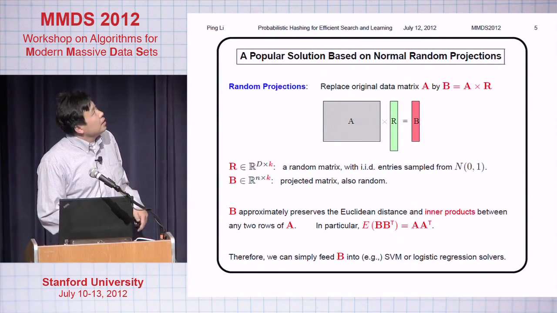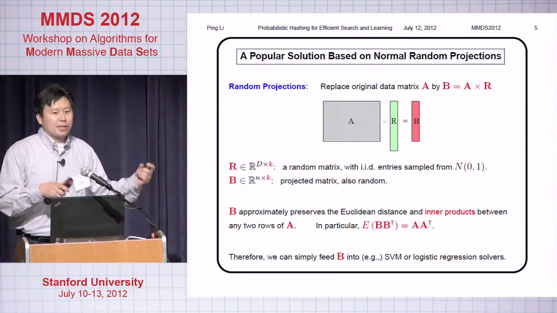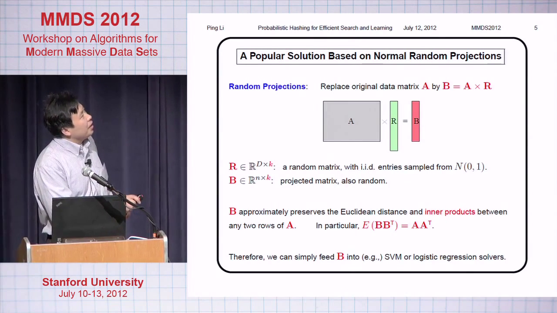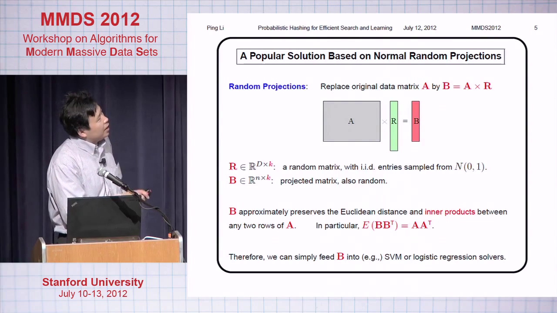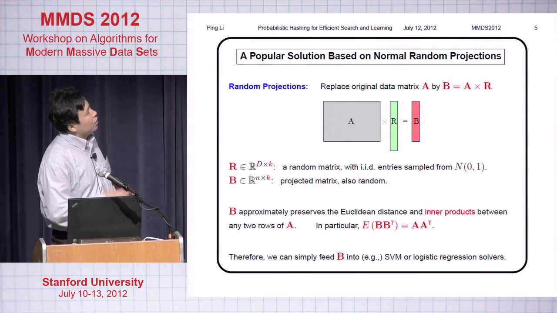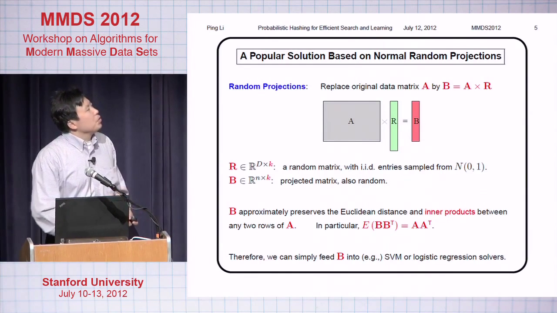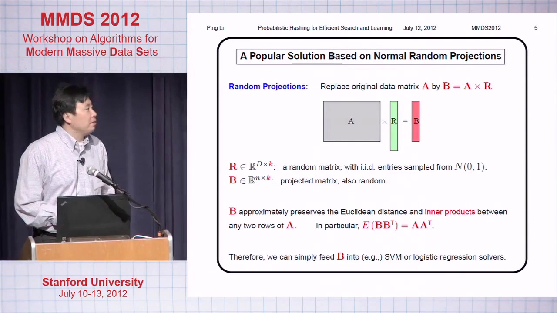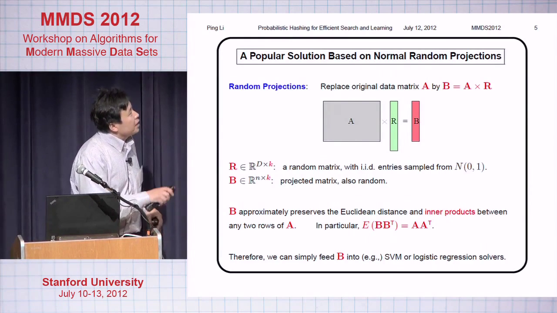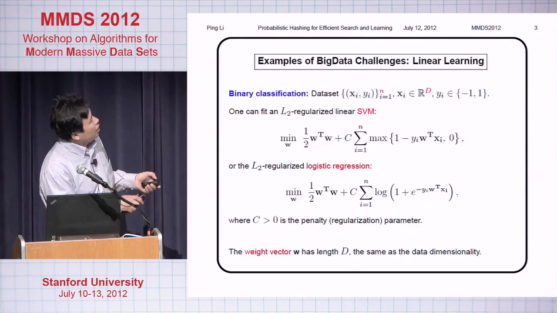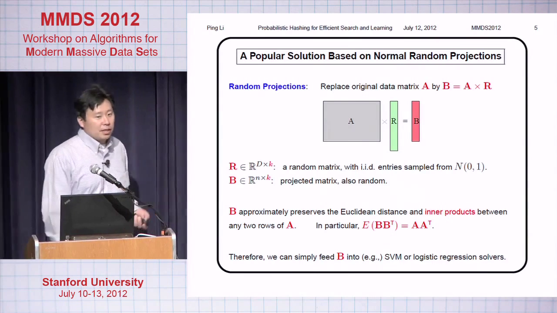There's a popular solution, which is called random projection. The talk is actually about minwise hashing, but I like to start with random projection because that's something everyone is familiar with. Basically, you have a massive data matrix A, then multiply it with a skinny matrix R, which has k columns, to get another skinny matrix B. So B has only k columns and n rows. If you sample the elements of R from IID normals, then B approximately preserves the Euclidean distance as well as the inner product between any two rows of A. In particular, B times B transpose is the same as A times A transpose in expectation. Therefore, if I want to learn a classifier like SVM or logistic regression, instead of using A, I just use B. Then the task is much easier.